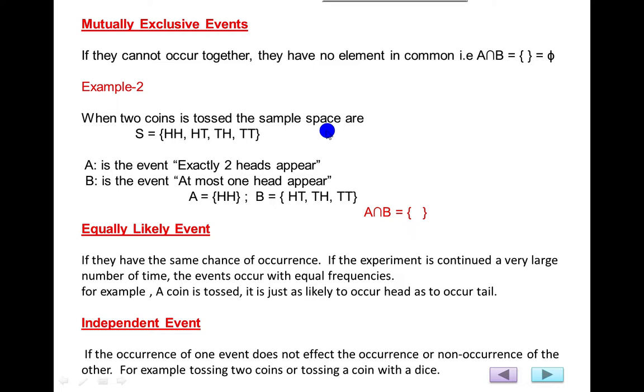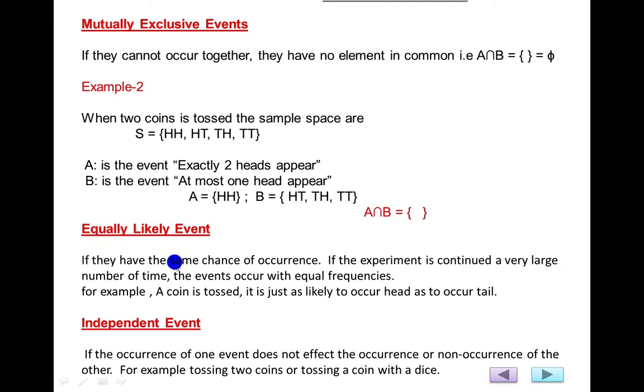And these events occur equally likely and as independent events. Equally likely means equal chance of occurrence. Suppose you throw 2 coins, both have equal chance of occurrence, maybe head and maybe tail, 50-50% chances. So if they have the same chance of occurrence, and the experiment is continued a very large number of times, the events occur with equal frequencies. Equal frequencies mean approximately equal, because with the help of frequency you can calculate the relative frequency, and relative frequency is also called the probability.